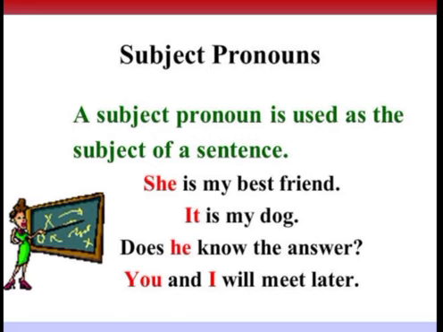"You and I will meet later." Now, here we have 2 pronouns, "you" and "I," and both are in the subject of the sentence. So, "you" and "I" are subject pronouns. Okay.